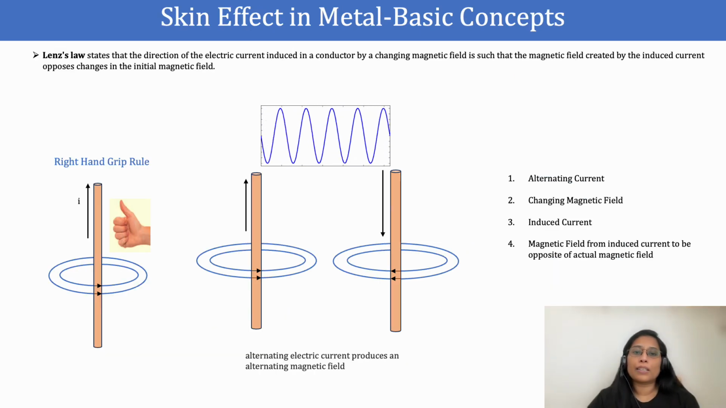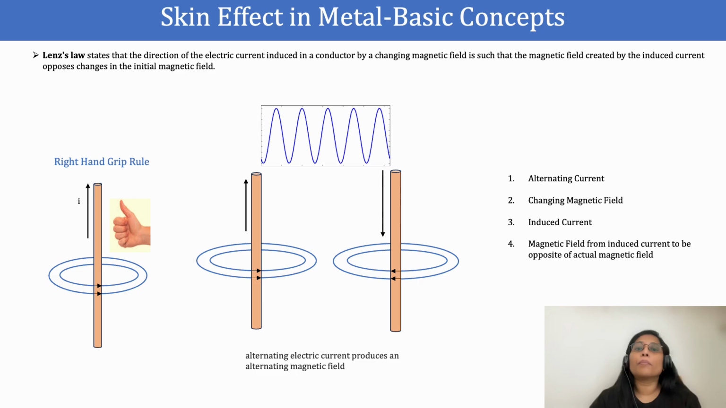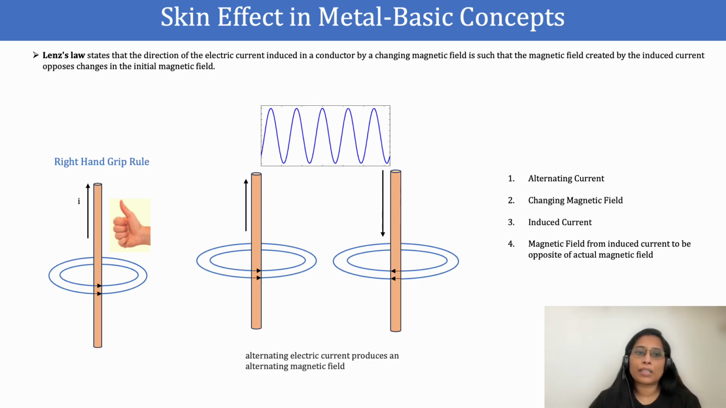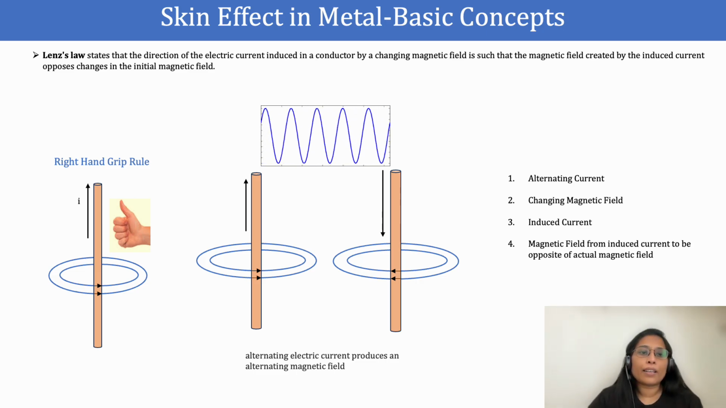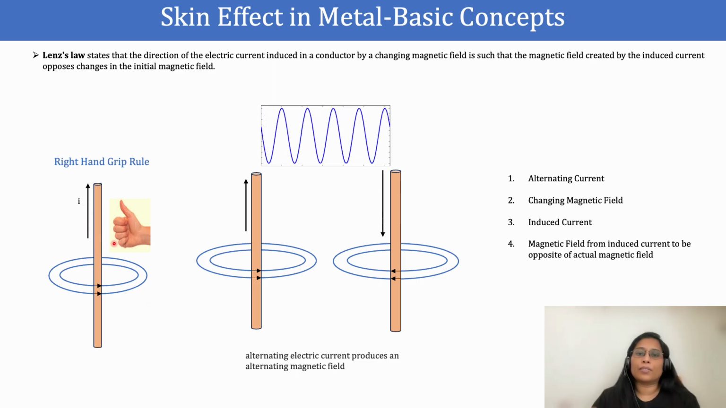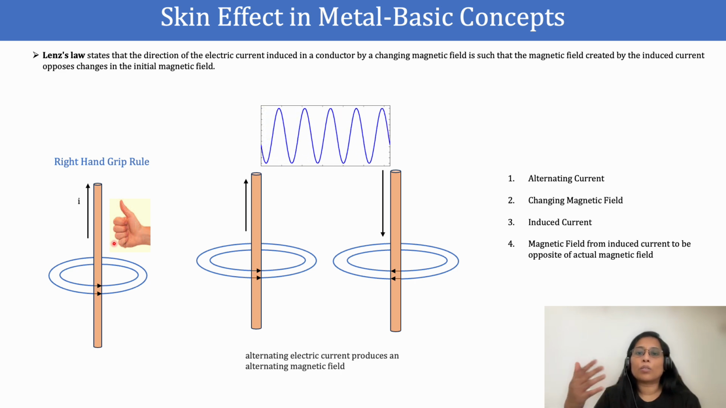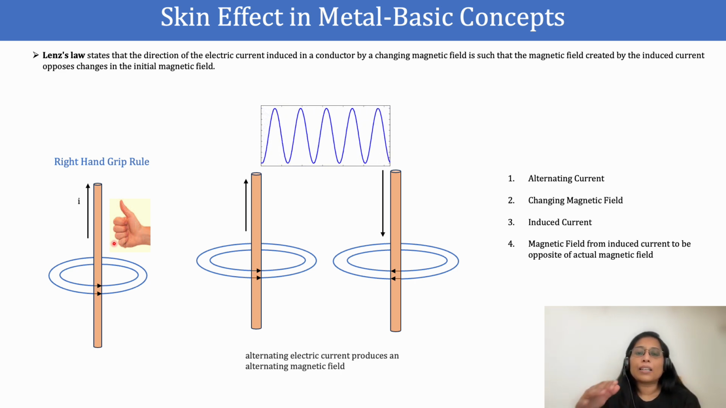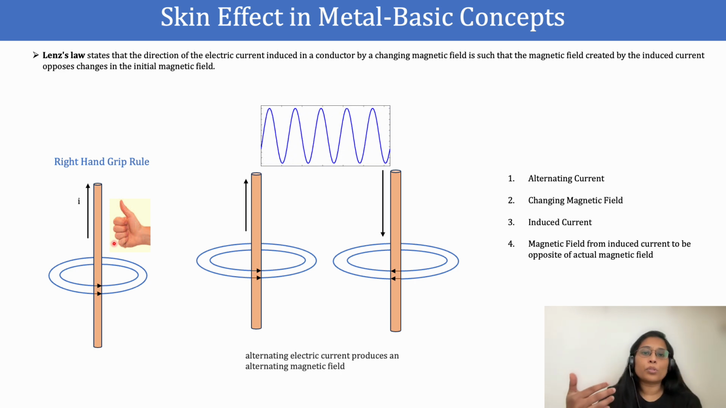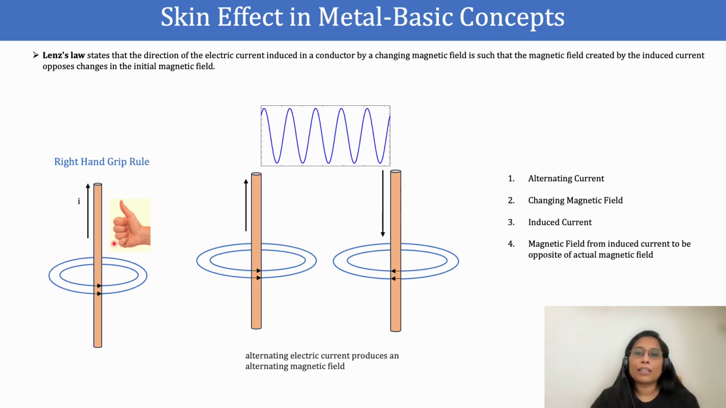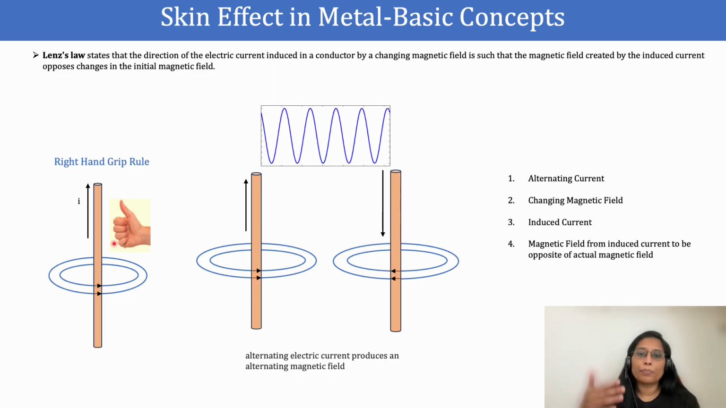Before going to the details, let's try to understand some basic concepts related to the skin effect. So if we have a conductor like this, and if the current in that conductor is varying, it will be producing an alternating magnetic field. The direction of the magnetic field produced by this current can be given by right hand grip rule.